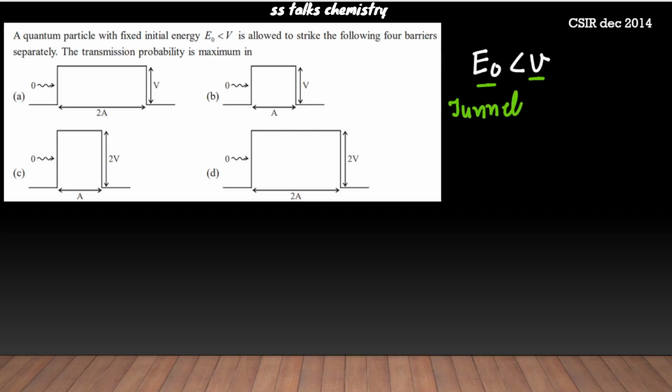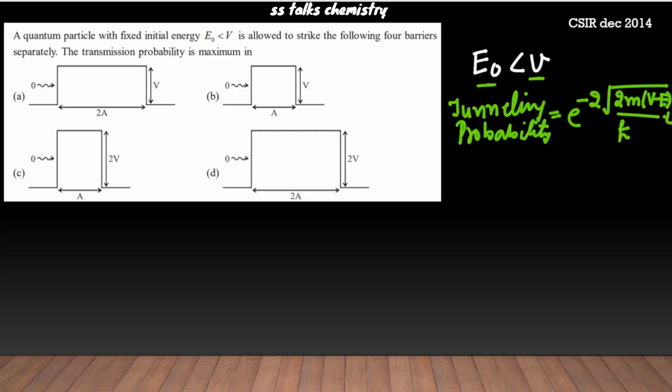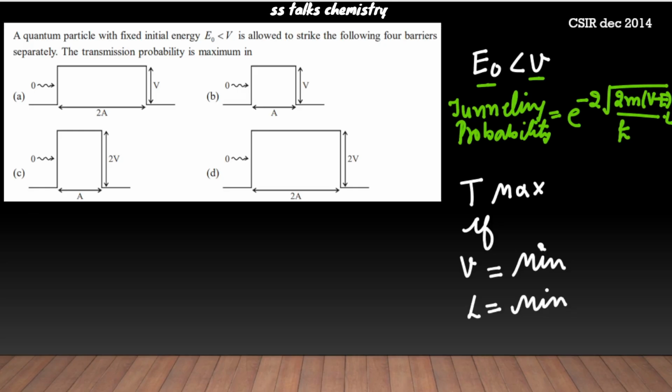So the tunneling probability, this value we know is equal to e raised to the power of minus 2 into root of 2 times m into V minus E upon h cut into the length L of it. Okay, so this is the tunneling probability that you get. Tunneling probability is going to be the maximum if the potential V is the minimum, and the second scenario is possible if the L value is minimum.